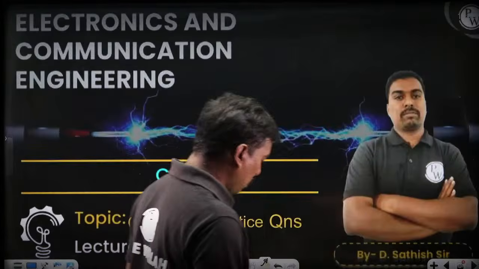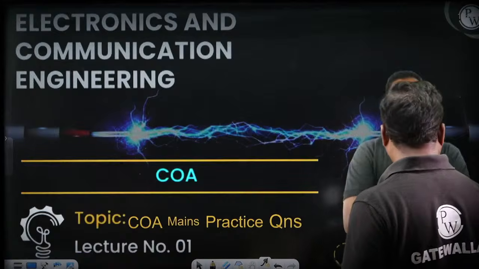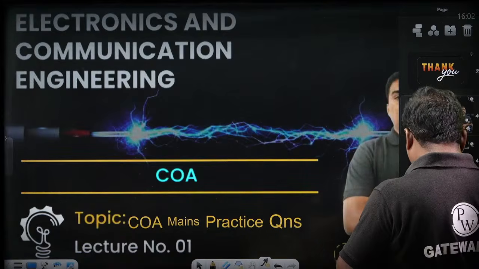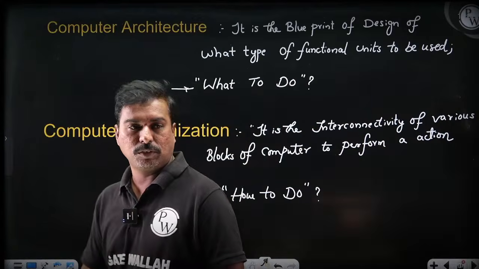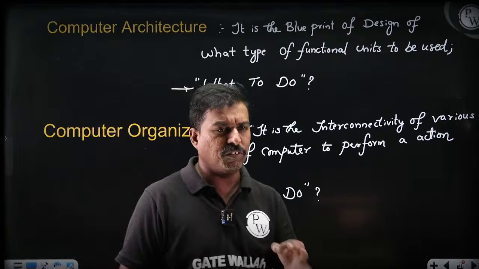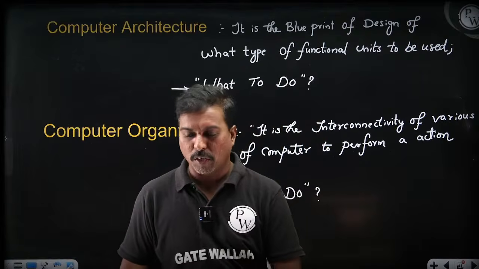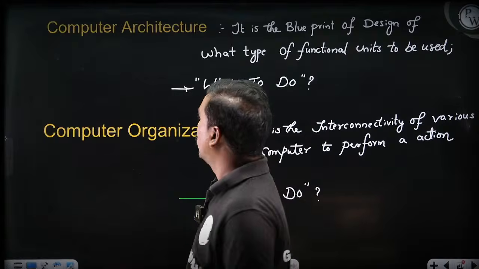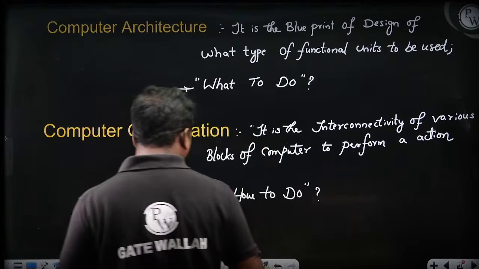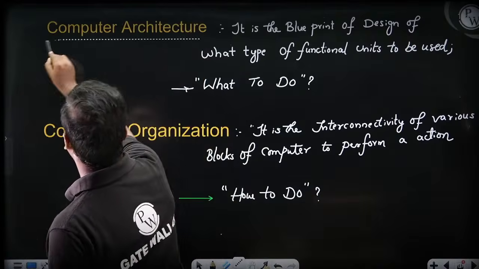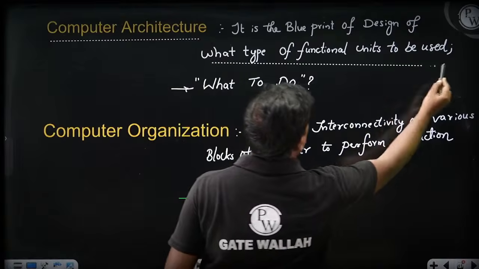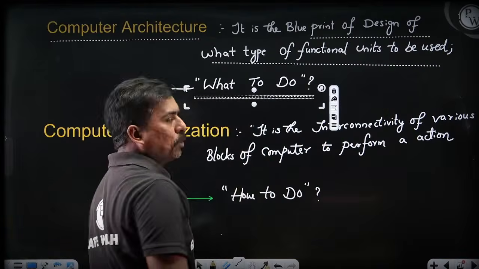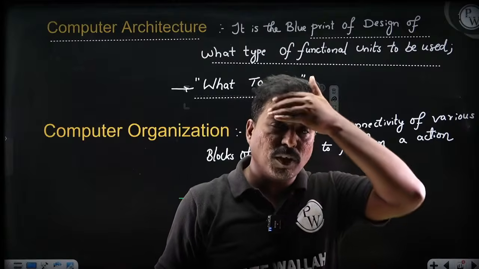So let us start discussing some important questions on the COA. First of all, let me talk about what is the basic computer architecture and computer organization. Please make a note, I am starting at a very basic level. Computer architecture represents the blueprint of design of what type of functional units can be used. So what to do? What type of functional units can be used?